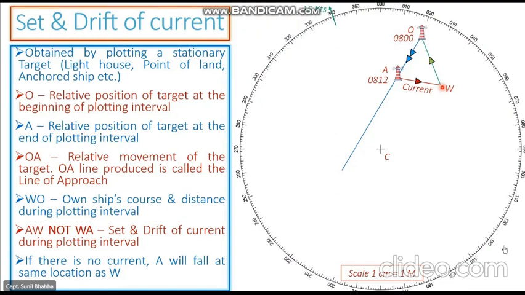So this completes the technique of obtaining the set and drift of the current using a stationary object. Now Veda, let me know your doubts. So this 12 minutes of the rotator and the rest of the current is for 1 hour, right? Exactly. The A to W distance gives you the drift of the current for the floating interval, that is 12 minutes. And if you calculate it for 1 hour, it will give you the rate of the current.